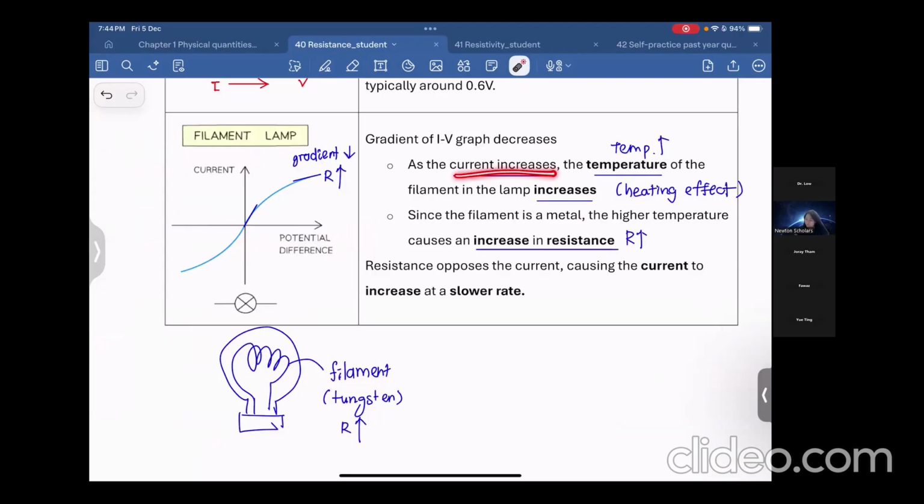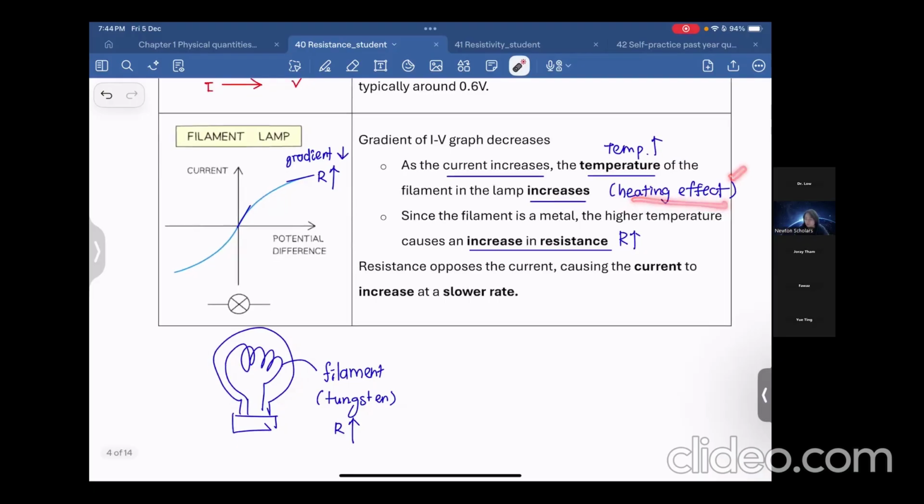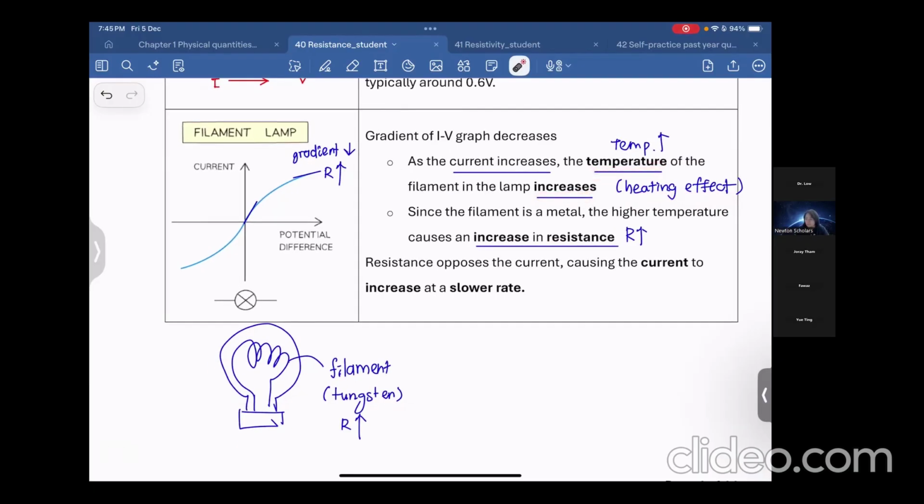When current is higher, the temperature of the filament lamp will increase, because when current flows through a resistance wire, a heating effect is produced. Today, one of the subtopics we are talking about is how the heating effect is produced. So temperature will increase. The higher the temperature, the higher the resistance. In Year 11, we learn about factors affecting resistance: length, area, temperature, and material.